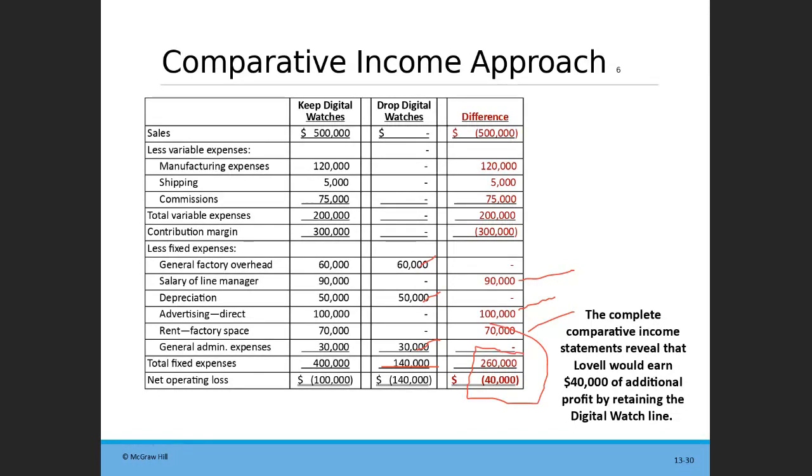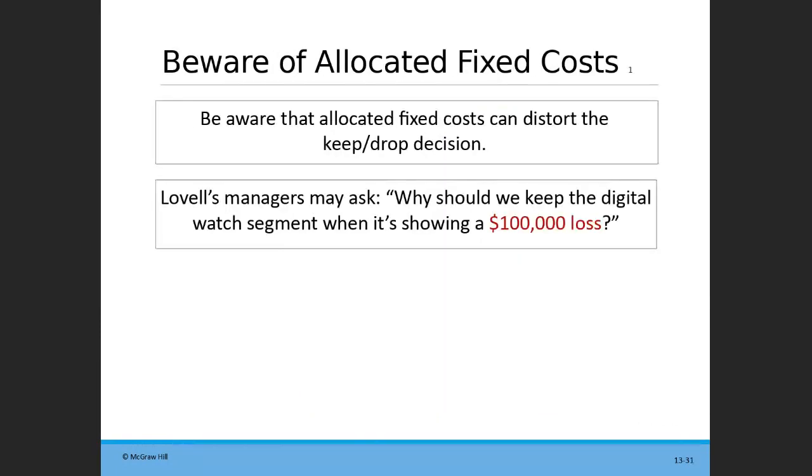And so there we go. We still end up with our 40,000, right? So in other words, if we drop the digital watches, we become less profitable. We have a bigger net operating loss, a bigger loss right here. And the difference is 40,000. So we've set up the two financial statements and we come up with the same decision: keep making the watches.